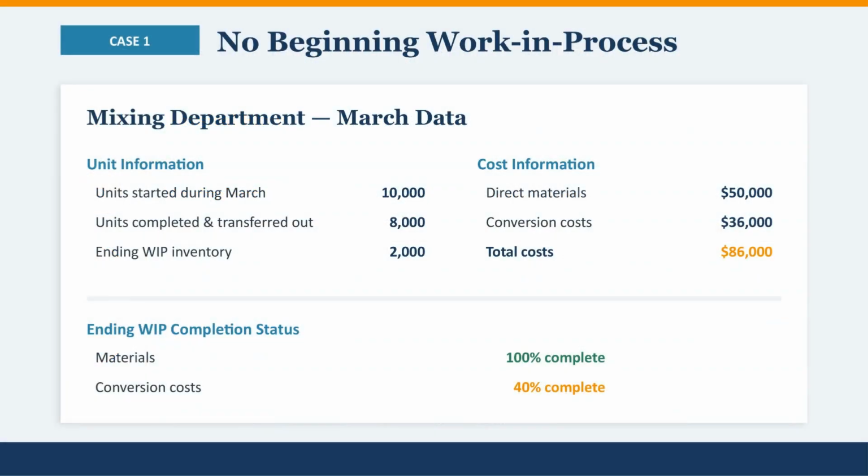In our first case, no beginning work in process, March's mixing department started with 0 inventory. We kicked off 10,000 units, completed and transferred out 8,000, and left 2,000 in ending WIP. Direct materials cost $50,000 and conversion costs were $36,000, for a total of $86,000. Those 2,000 units in ending WIP are 100% complete for materials and 40% complete for conversion, setting the stage for equivalent unit calculations. Now we'll calculate how those percentages translate into equivalent units.